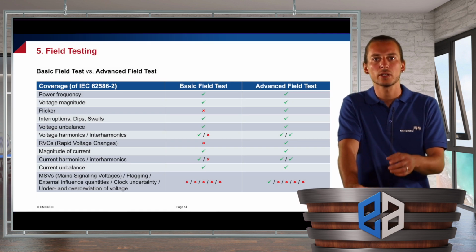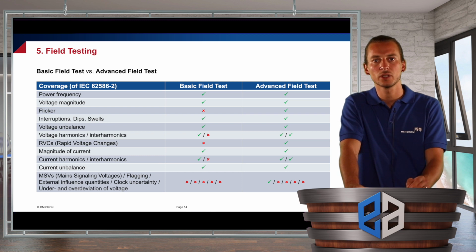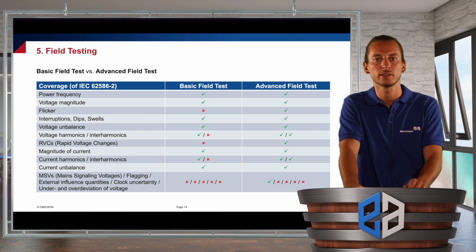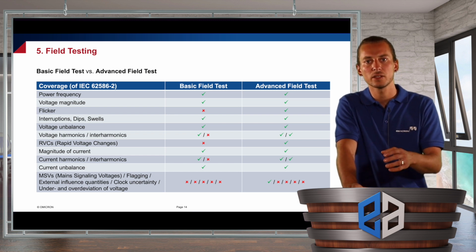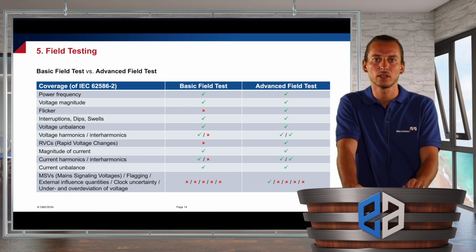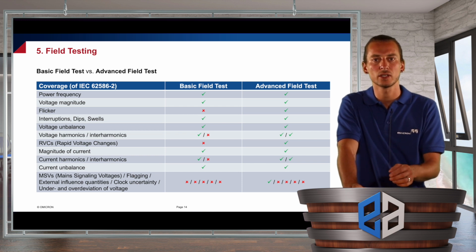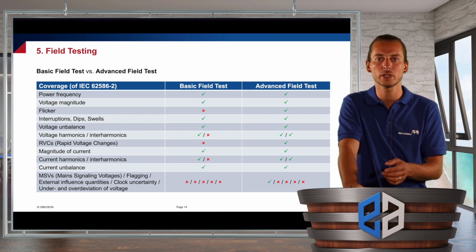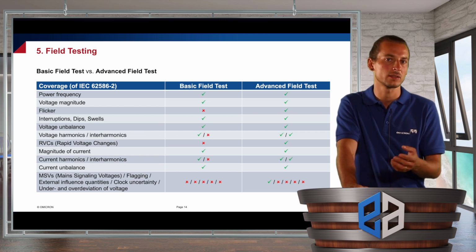To have a short glimpse on the coverage of the 2 test concepts, what do they contain of the IEC 62586-2? I think the main difference between them is that the advanced field test contains tests for flicker as well as interharmonics for current and voltage, and the basic field test does not contain them.